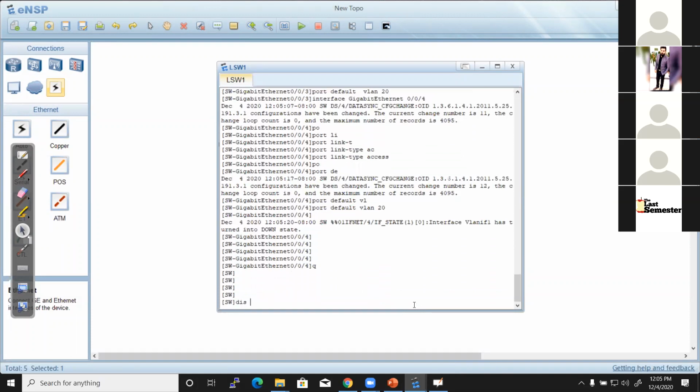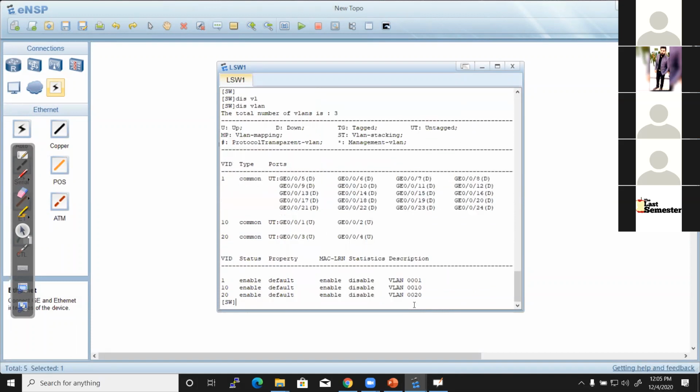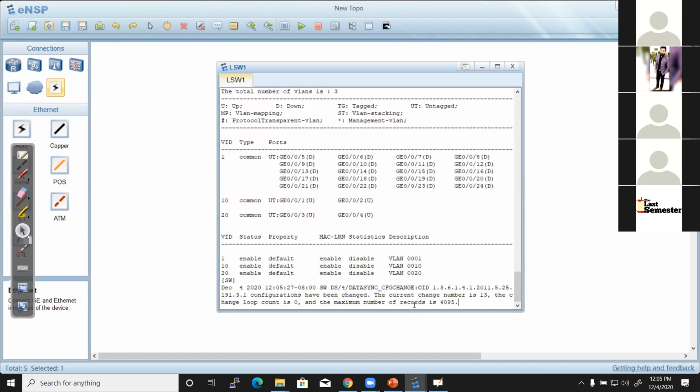So how can you verify? display vlan. Now you can see they are mapped with VLAN 20, and the first two ports have been mapped with VLAN 10.